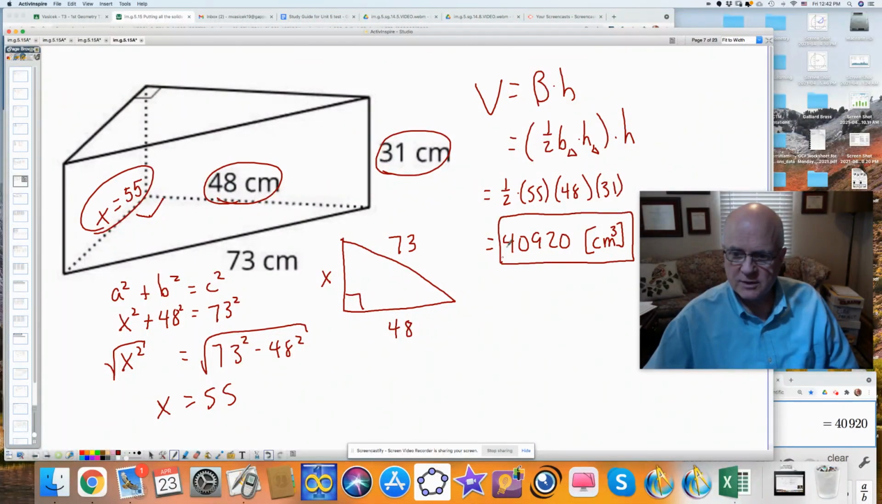The length times the width times the height, centimeters, centimeters, centimeters.